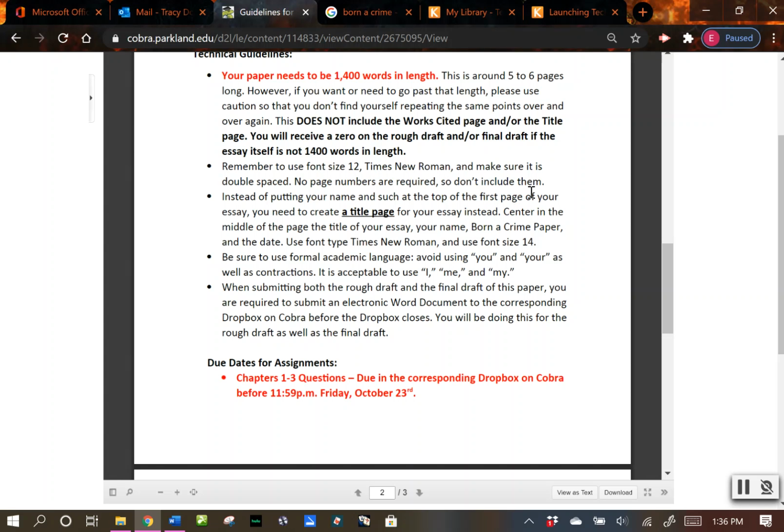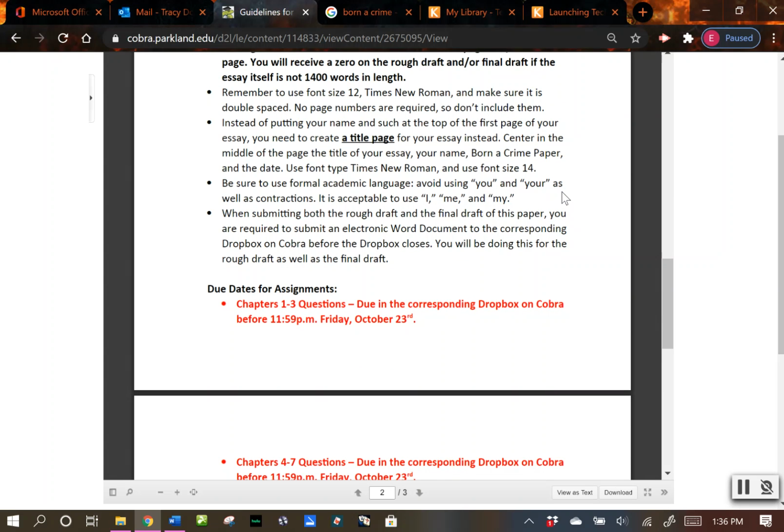On the title page, make sure you center the title of your essay, paper number 2, Born a Crime, and the date. And that can all be in Times New Roman font size 14. Again, you want to avoid the you and the yours. Be specific about who you're talking about. Ask yourself, who am I referring to there? I's, me's, my, that's all okay.